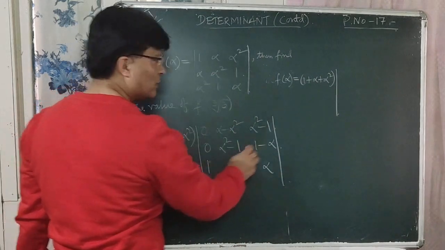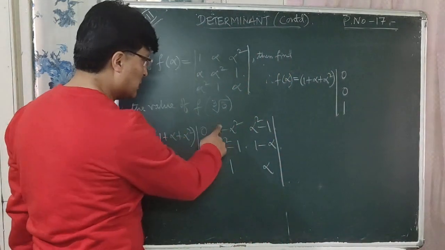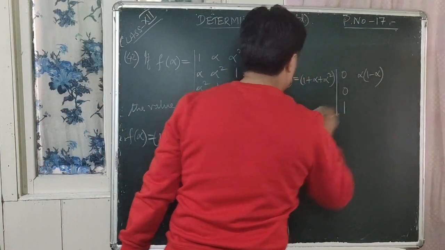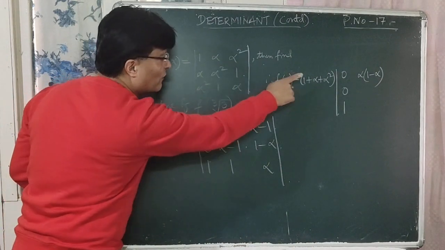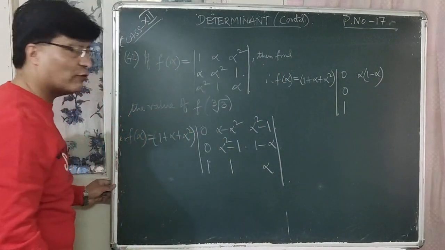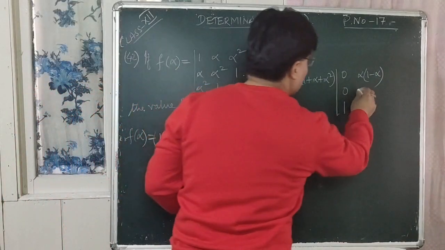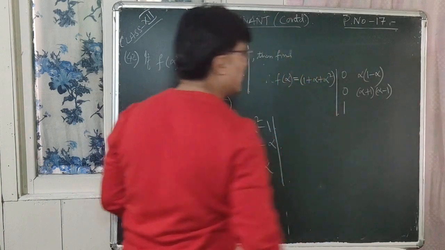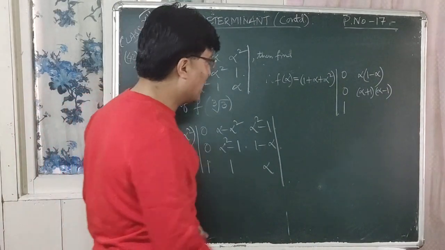What is the first column? It is 0, 0, 1. First column 0, 0, 1, right? Here alpha is taken common, so within bracket 1 minus alpha, right? So what is alpha square minus 1? It is a square minus b square, a plus b into a minus b, that is alpha plus 1 into alpha minus 1, then write down 1.